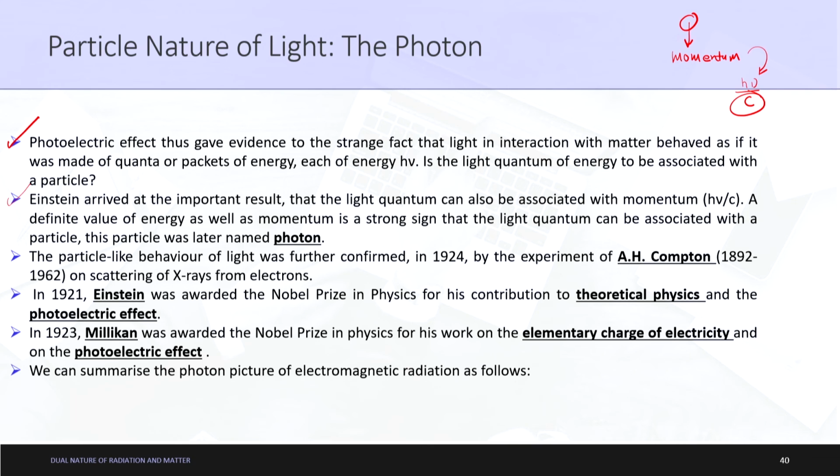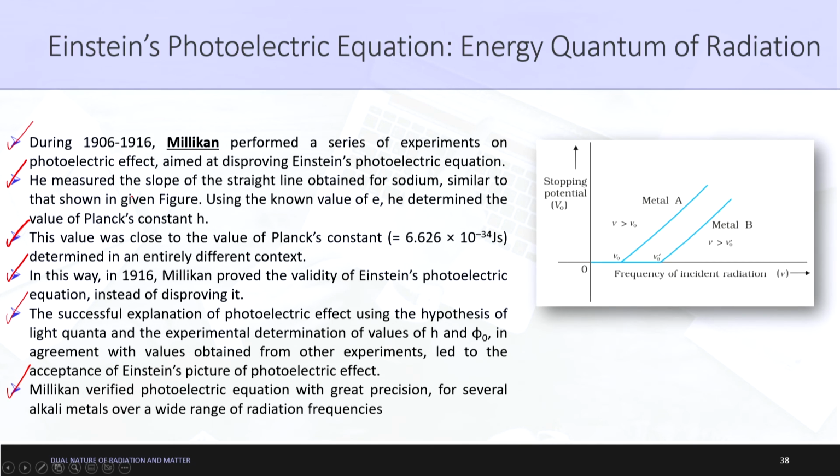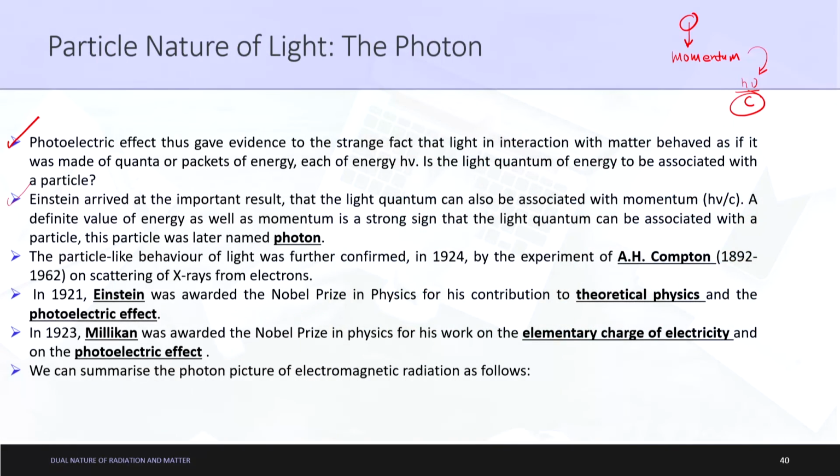Till Millikan, as you can see here, in 1916 he finally proved Einstein's photoelectric equation, and after that, in 1924, after about 8 years, this particle-like behavior of light was further confirmed by the experiment of A. H. Compton on scattering of X-rays from electrons. In 1921, Einstein was awarded the Nobel Prize in Physics for his contribution to theoretical physics and the photoelectric effect. In 1923, Millikan was also awarded the Nobel Prize in Physics for his work on the elementary charge of electricity and on the photoelectric effect. He also proved that Einstein's theory was correct.